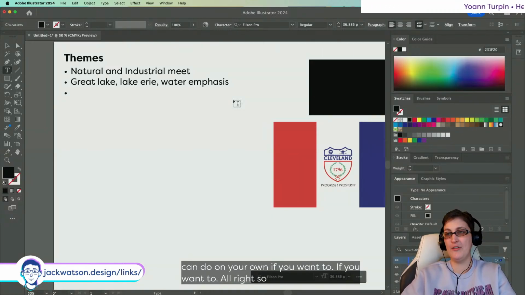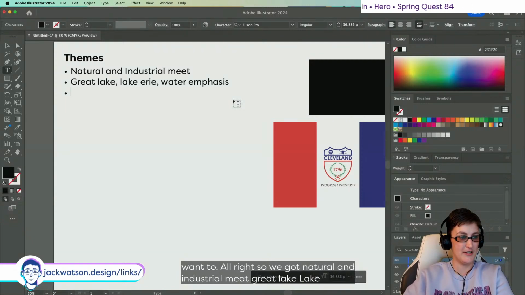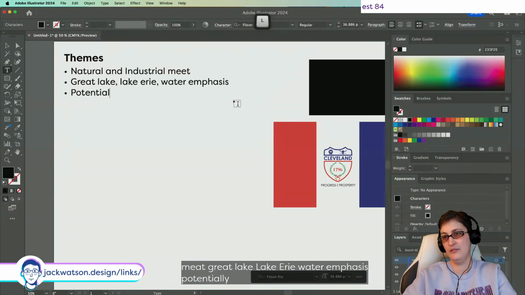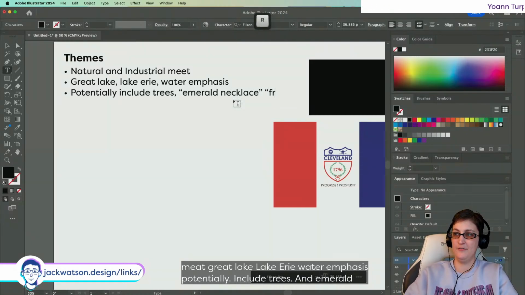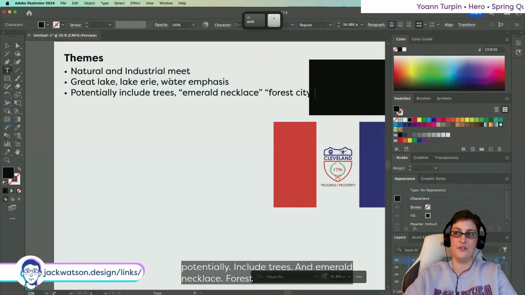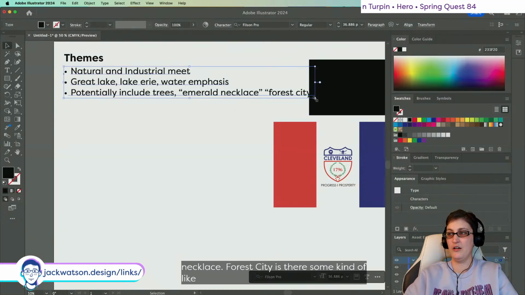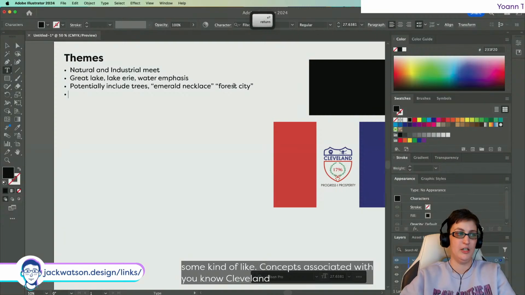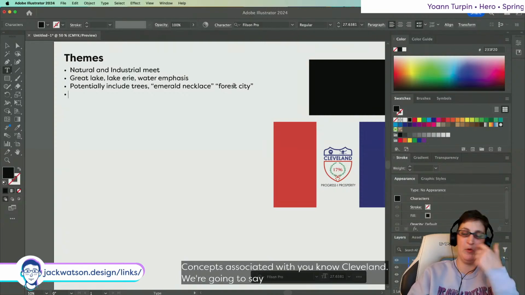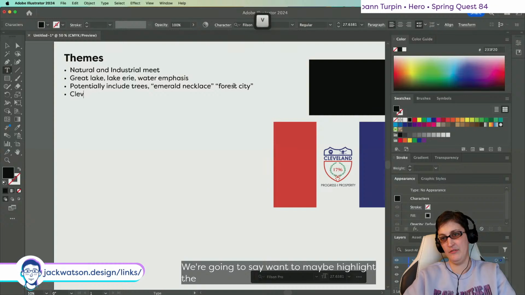Alright, so we've got natural and industrial, Great Lake, Lake Erie, water emphasis, potentially include trees, an emerald necklace, forest city. Those are some concepts associated with Cleveland. We're going to say we want to maybe highlight the Cleveland geography.